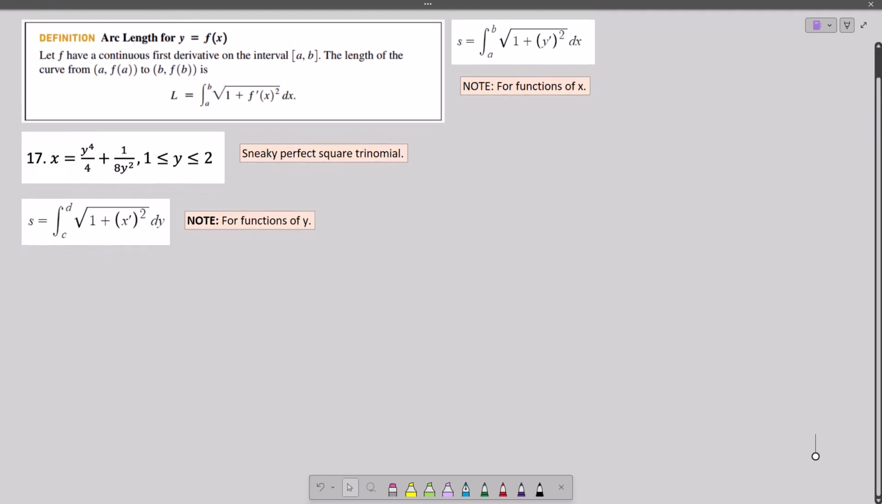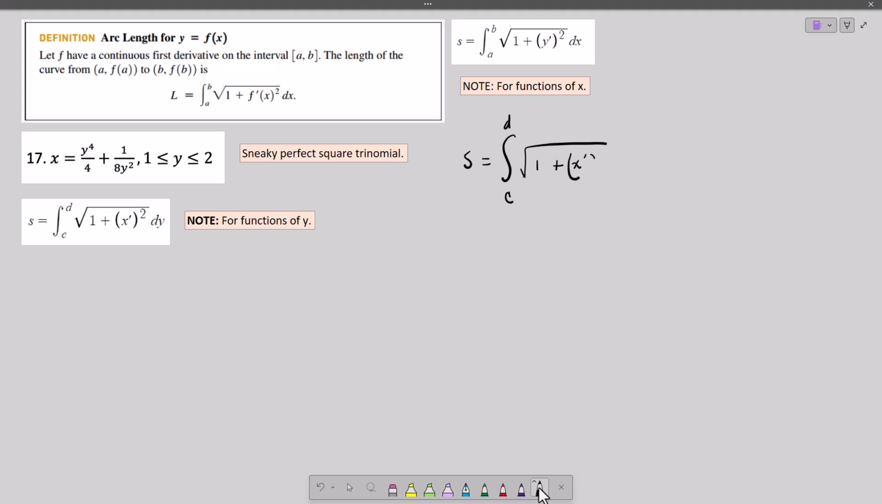This function is, I need to modify this slide a little bit, because this function is given to us as a function of y. So they've isolated x instead of isolating y, and the formula is going to change a little bit. So our arc length, when you factor out the dx, that's for a function of x. And if it's a function of y, we're going to rewrite this so that this is 1 plus x prime squared instead of y prime squared, and that's going to be a dy.